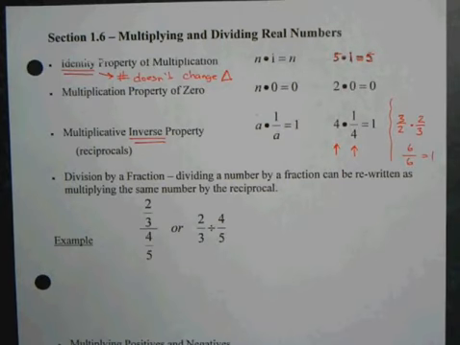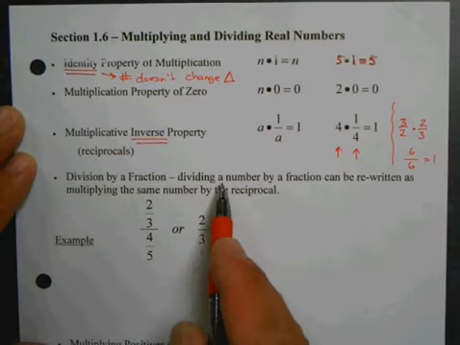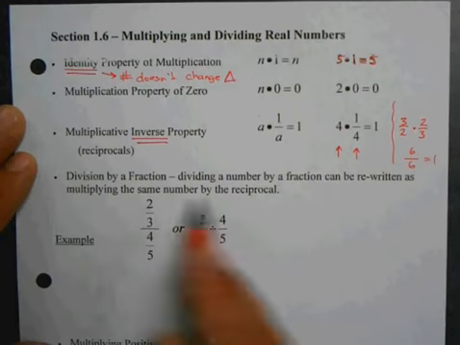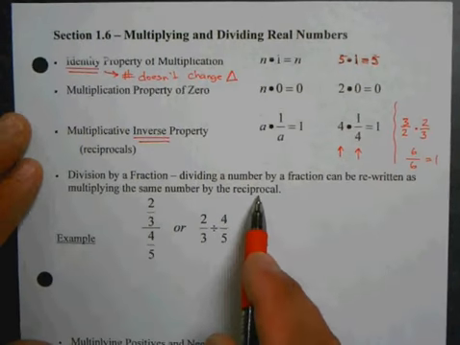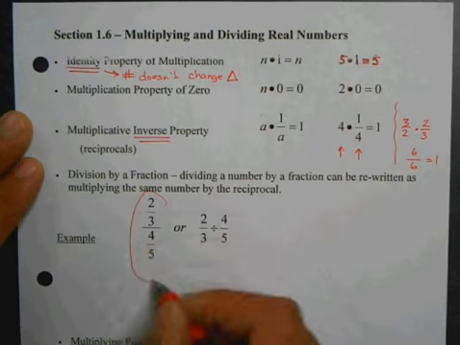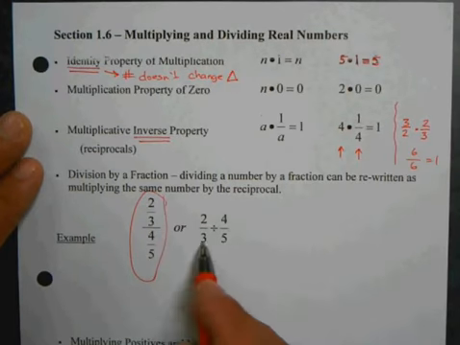All right, third one. Division by a fraction. I hope you're aware that when you divide by a fraction, you can rewrite it as multiplying by the reciprocal. Is that a new idea or an old idea? Okay. Have you ever seen your fractions written like that, with a big fraction over a fraction? So that could be written like that.